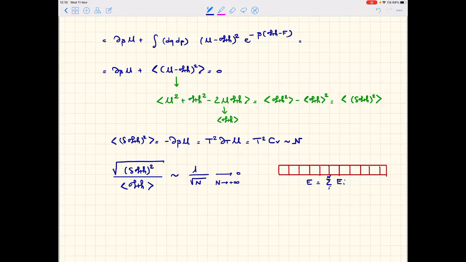You see? Fixing temperature and fixing the energy are practically equivalent in the thermodynamic limit.